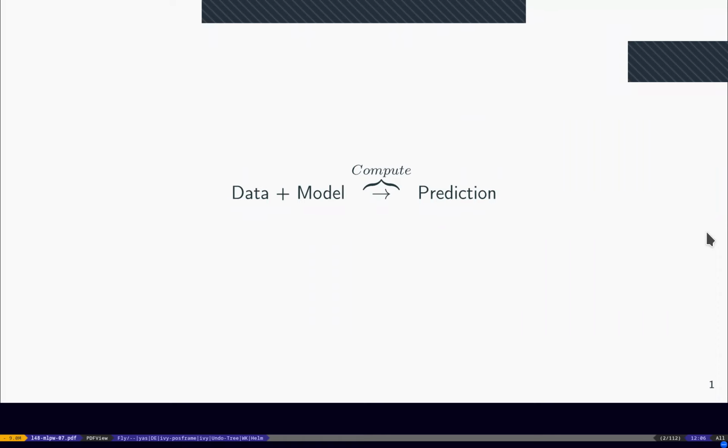However, in many cases, we also have uncertainty in the computation. Now we've got three sources of uncertainty that are mixed together in our prediction. And today we're going to look at uncertainty over computations.